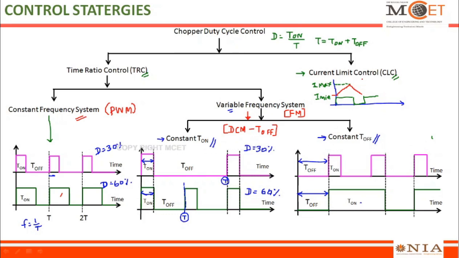And whenever I require a current limit in a circuit, this current limit control can be used. But this requires an additional sensor to sense the current. So these are all the various types of control strategies used in choppers. And in the next videos, we will go into a detailed understanding of all the three types of choppers with various types of operating waveforms.